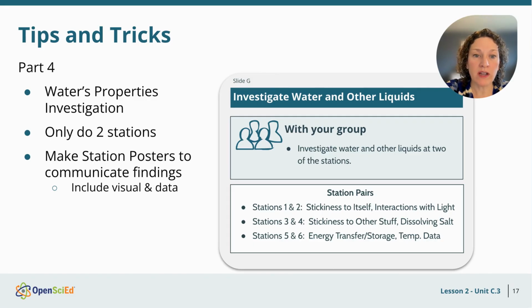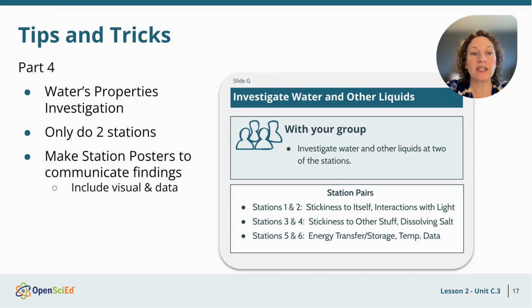In part 4, this is the water properties investigation. I made signs that said station 1, station 2, etc., and I placed them around the room at the 6 different locations to make it really easy for my students to find. As much as you might be tempted to just add another day and let all the students complete all 6 stations, don't do it. This lesson is intentionally developed this way so that the students have to communicate their findings with the class and hear from other groups.